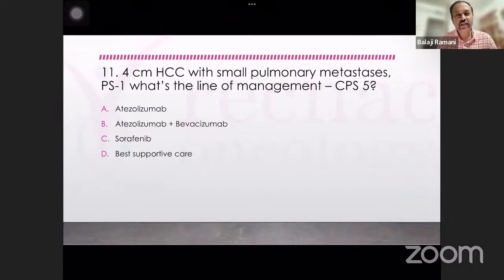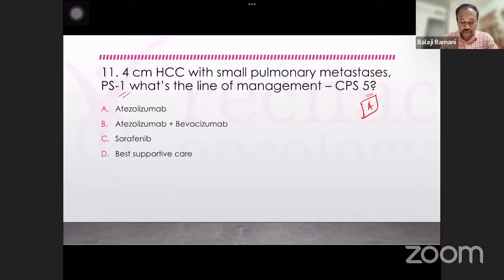Next question: a 4 centimeter hepatocellular carcinoma, small pulmonary metastasis, performance status 1. What is the line of management if the Child score is 5? Here, a Child score of 5 essentially means it's a Child's A cirrhosis that you are having.